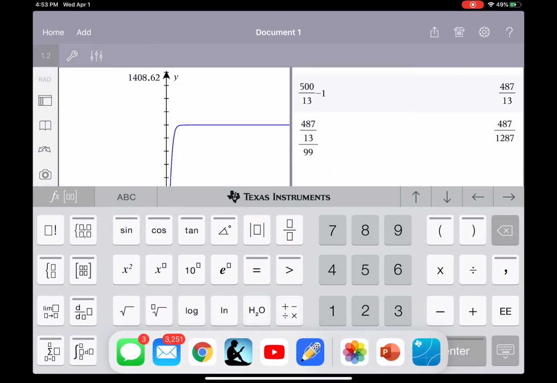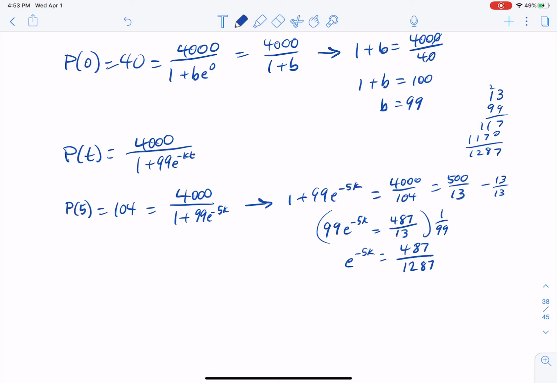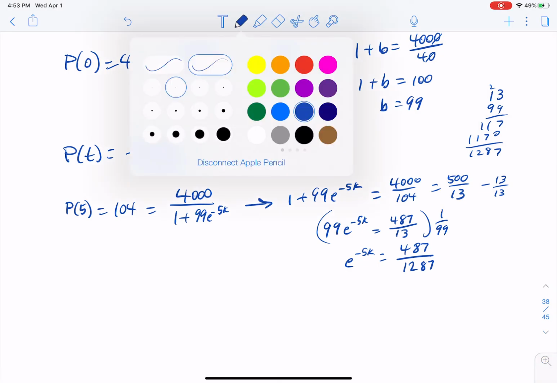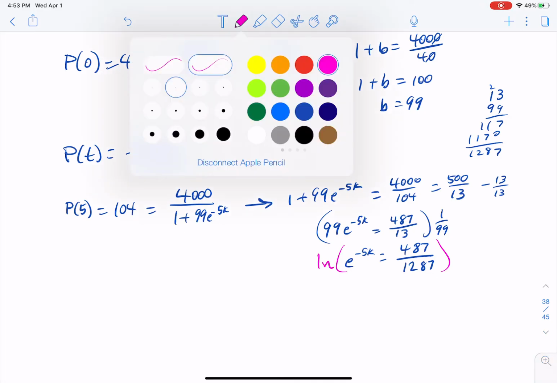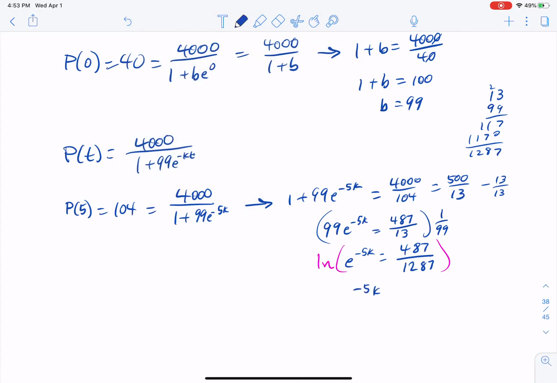Okay, that was right. And then, as we've done 4,000 times before, let's just go ahead and take the natural log of both sides. Negative 5k is equal to the natural log of 487 divided by 1287. Divide by negative 5 to get our k value.